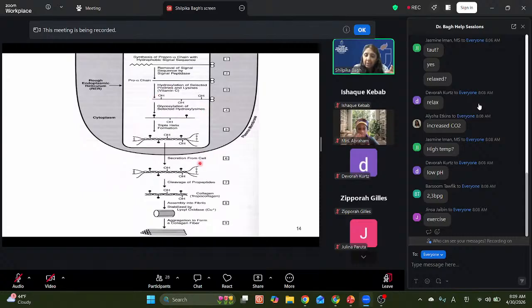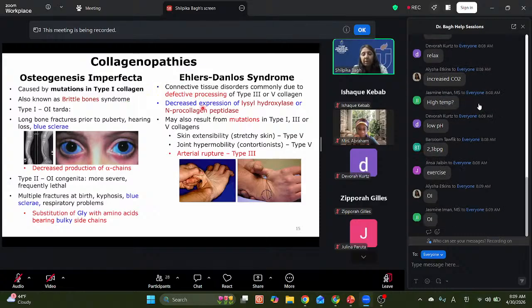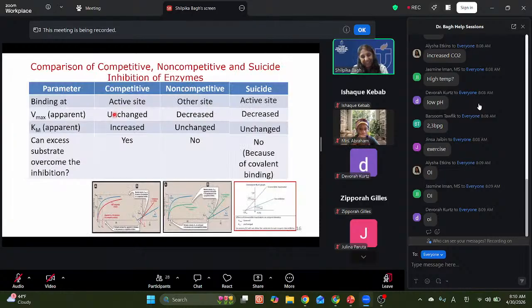Remember collagen? There were intracellular and extracellular collagen processing steps. You did scurvy, a clinical application, and these two collagenopathies. Type 3 was EDS. Type 1 was osteogenesis imperfecta. Brittle bone diseases, which one? Osteogenesis imperfecta. Stretchy skin, loose joints, that is EDS. They are very clearly distinguished. Type 3 is affected here, type 1 here, but they are collagenopathies.